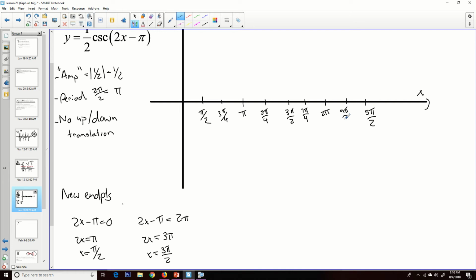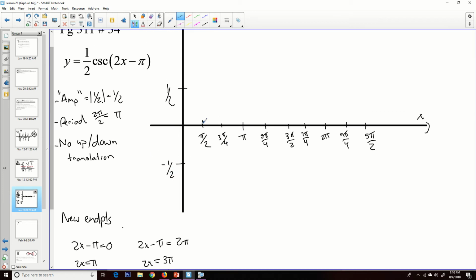9 pi over 4 doesn't reduce, and 10 pi over 4 is 5 pi over 2. That's good. Now, since our amplitude is a half, we're going to go a half there. We're going to go negative 1/2 there. We're going to start with our values. So pi over 2 times 2 is pi, minus pi is 0.